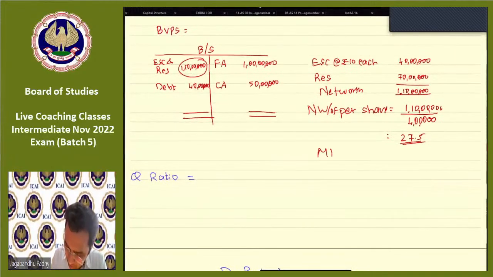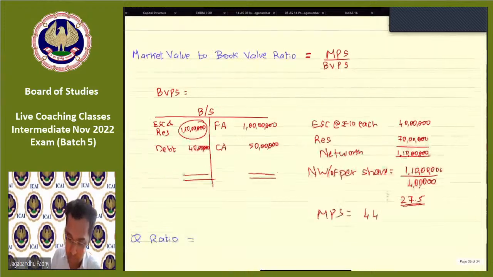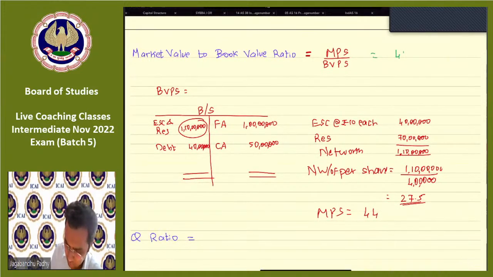And this same share is being traded in the market at a price of, let's say, 44 rupees. So obviously the share is trading in the market at a premium. As per the books of accounts, the value of the share should be 27.5, whereas in the actual market, the value of the share stands at 44. So of course it's at a premium, and when I want to compute it, this is going to be 44 divided by 27.5.